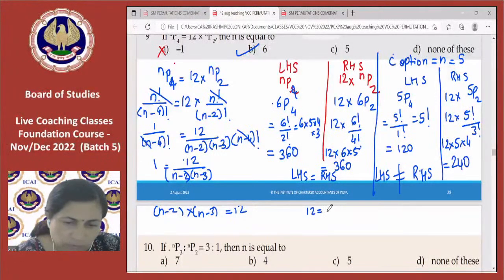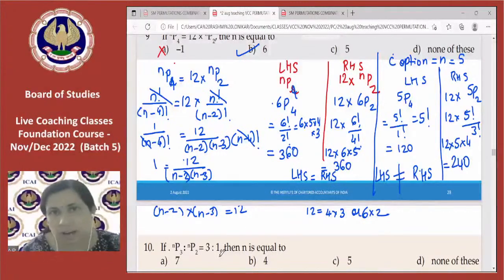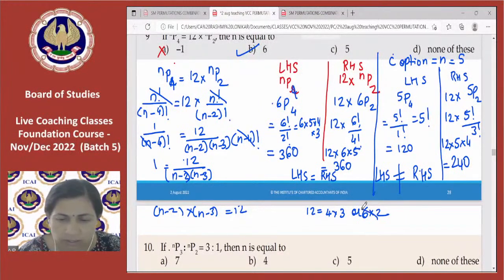12 factors as 4 into 3 or 6 into 2. Can you see that n minus 2 and n minus 3 are consecutive numbers, that is, numbers appearing one after the other? Are 6 and 2 appearing one after the other? No. So I will not choose this option. I will choose 4 into 3.